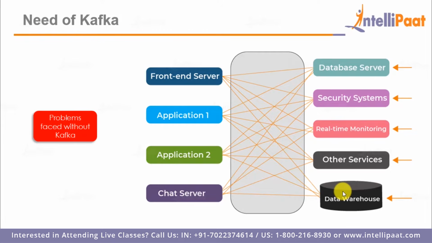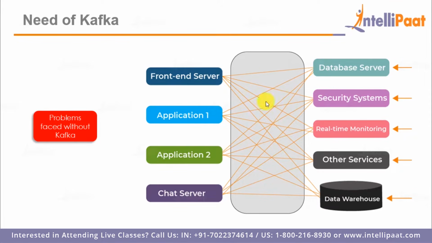So let's say we've got this organization which has all of these servers over here. So this is the front end and this is the back end. So we've got the front end server, we've got a couple of application servers over here, and we've got a chat server. So similarly, at the back end, we've got a database server, a security system server, and we've got a real-time monitoring server, and we've got a data warehouse. Now, all of these servers which are present at the front end would want to interact with the database server, and not just the database server, but all of the servers which are present at the back end. So if you see over here, these are all of the data pipelines which are present.